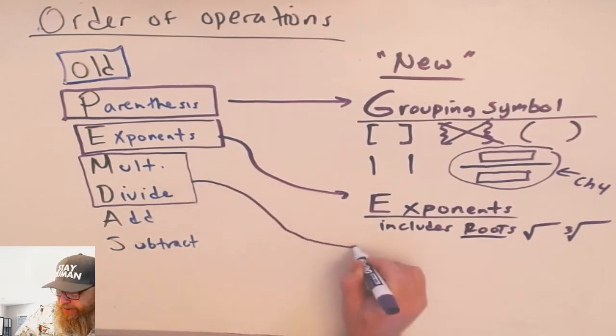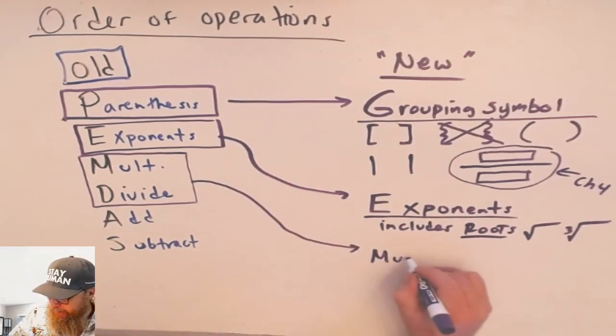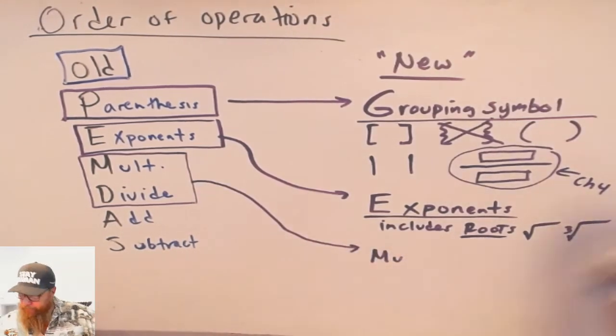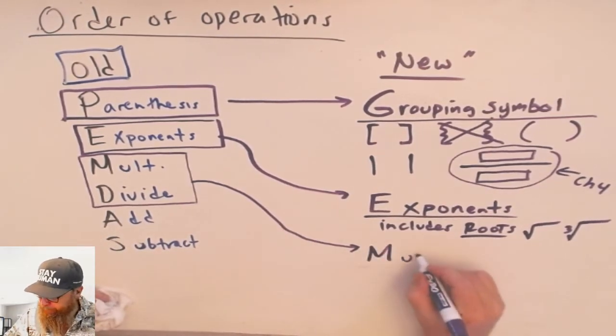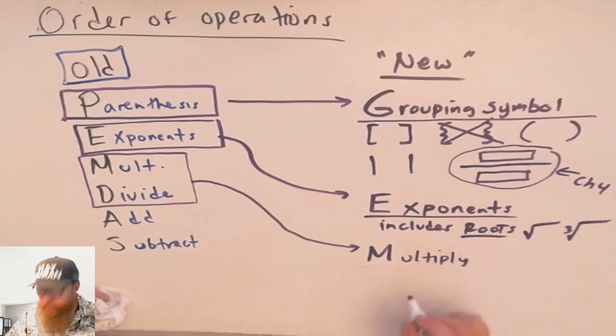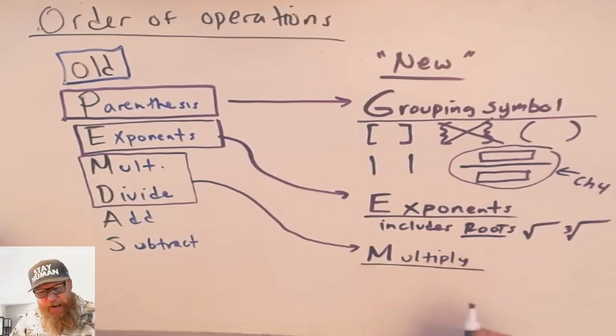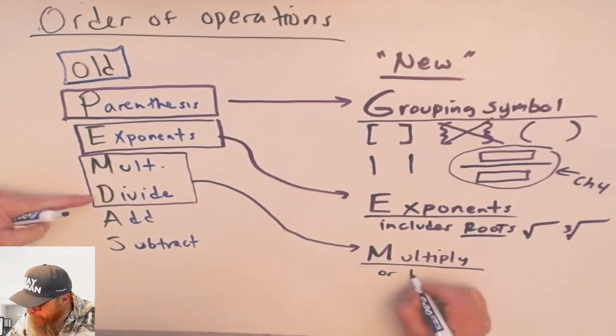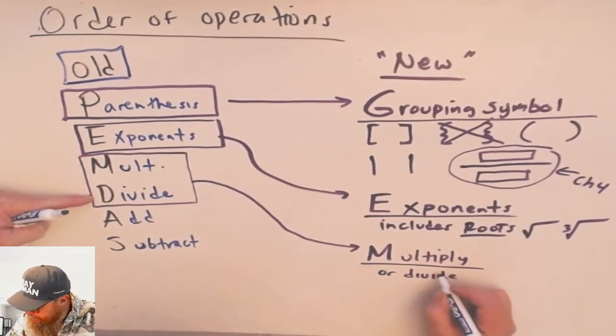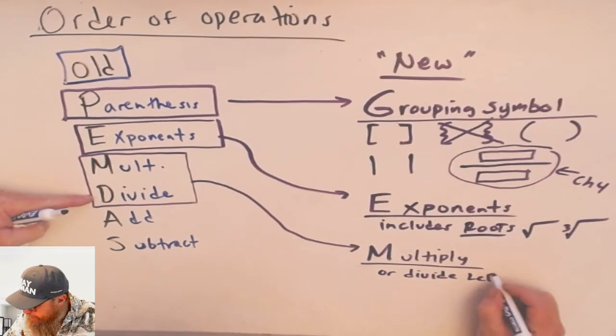Multiplication and division are just called M. Multiply. And then we don't make a separate line for division. We just say multiply or divide from left to right.